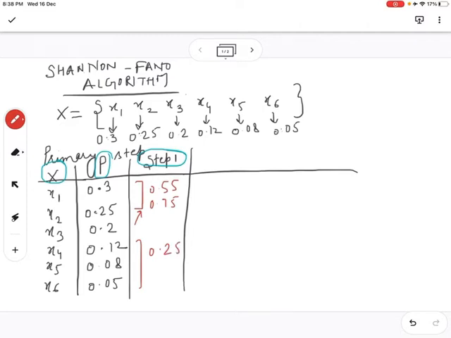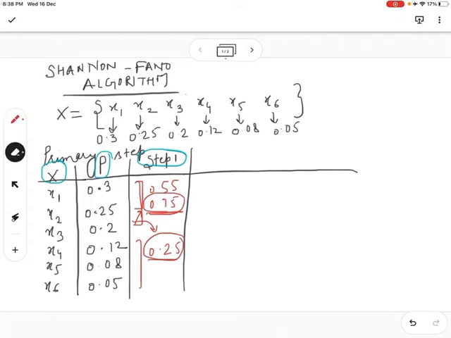Now for these 3, the total is 0.75. For these 3, the total is 0.25. So there is a big difference between these two, because here the total is 0.75, here the total is 0.25. So we have to balance out this difference. So what we are going to do, we are simply going to take this 0.2 here.